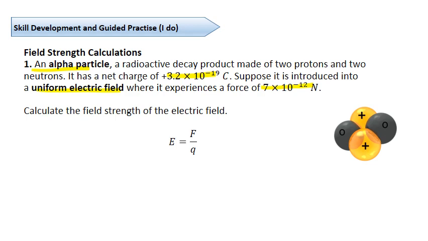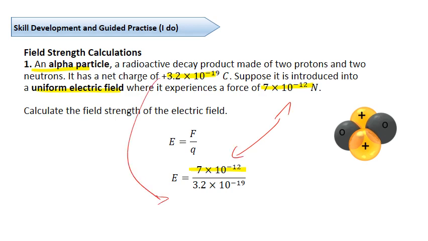Very, very straightforward. Take our formula. Field strength equals force divided by charge. Substitute in our known values. We've got 7 times 10 to the negative 12, and then we've got 3.2 times 10 to the negative 19. Putting into a calculator, you should get 2.2 times 10 to the 7. Really, really important that we are not forgetting our units. And you might see here I've written NC to the power of negative 1. Now NC to the negative 1 is just another way of writing N divided by C. That is newtons per coulomb.